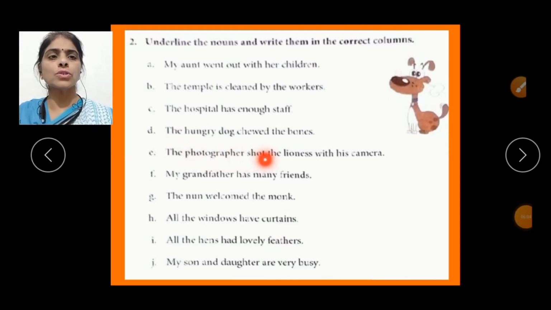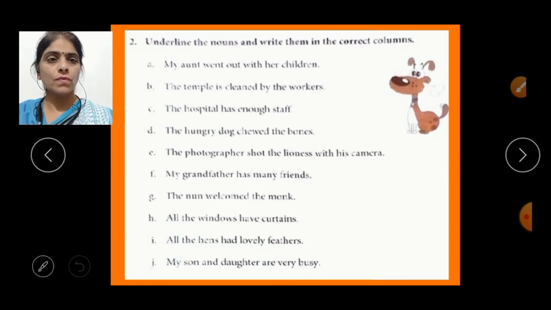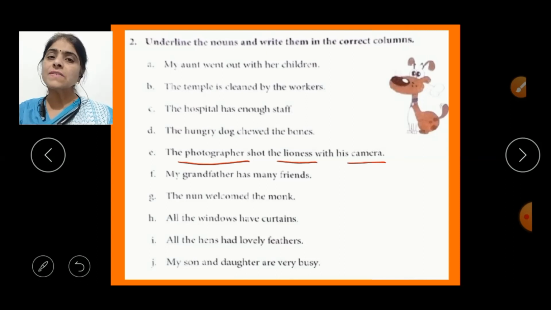The photographer shot the lioness with his camera. In this sentence we have 3 nouns: photographer, lioness and camera. As photographer refers to both males as well as females, it belongs to common gender. Then lioness refers to female, so it belongs to feminine gender. And then camera is a non-living thing, so it belongs to neuter gender.